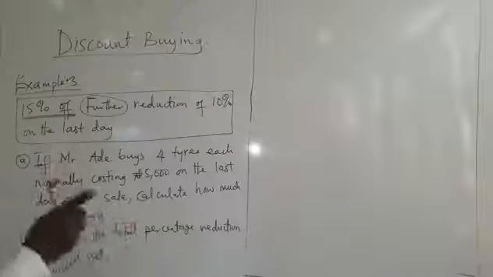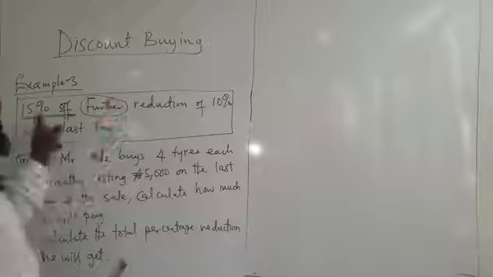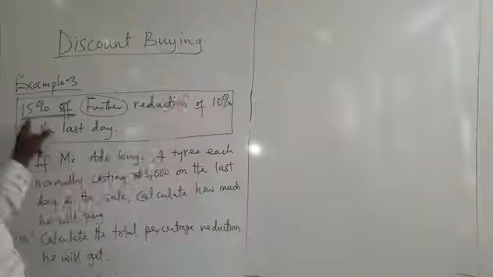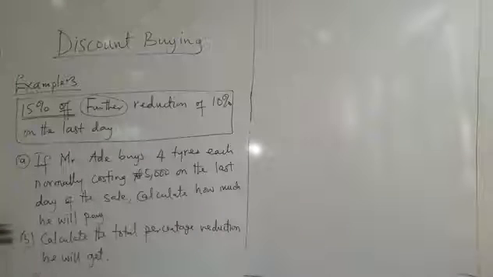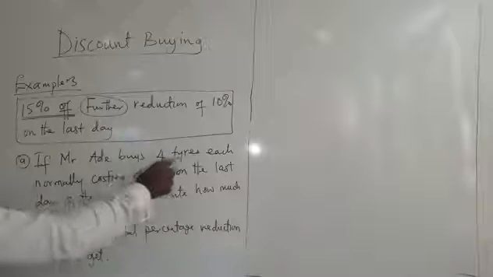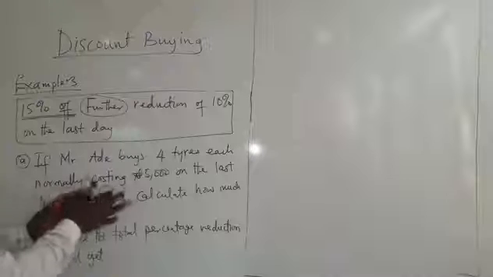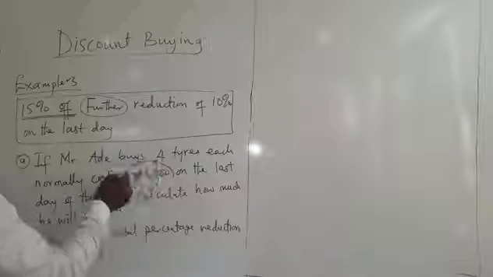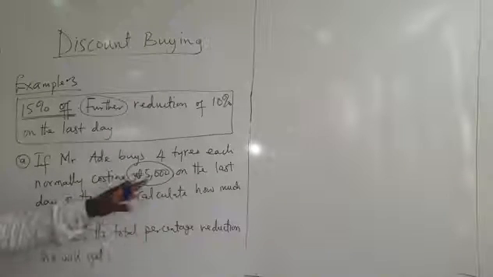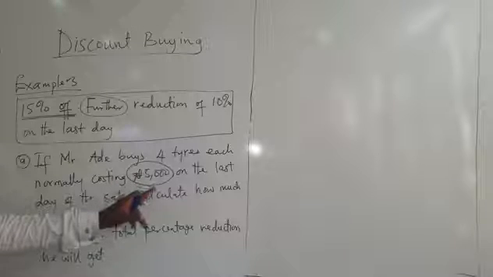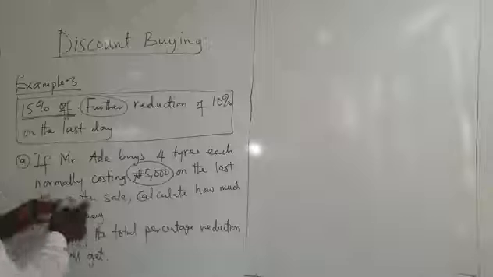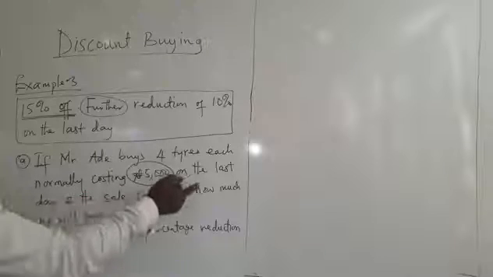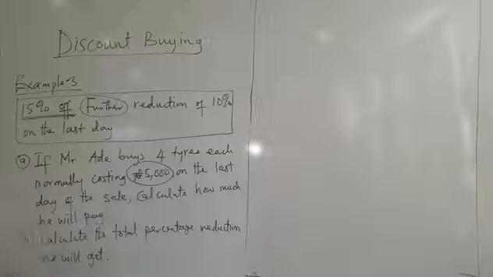Now that doesn't mean that we should add the discount. I said 15% plus 10%. No, we are going to separate it. So if Mr. Ade buys 4 tires, each normally costing 5,000 naira, and Mr. Ade is buying it on the last day of the sale, the question now is: calculate how much he will pay. So how much is he going to pay?